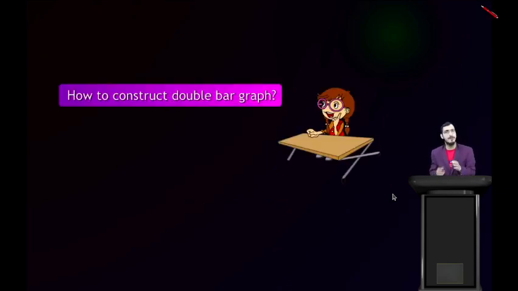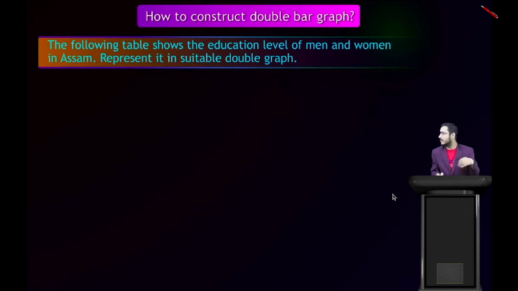How to construct a double bar graph. So let's see how we can construct a double bar graph. Here is the example: the following table shows the education level of men and women in Assam. Represent it in a suitable double bar graph.